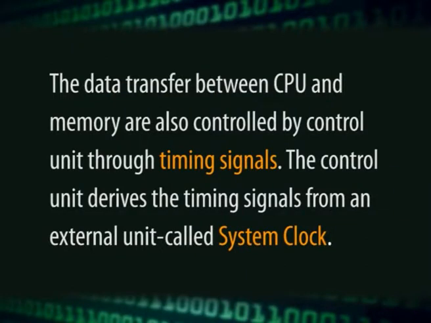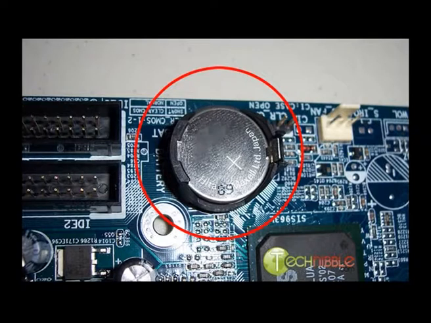The data transfer between CPU and memory is also controlled by the control unit through timing signals. The control unit derives the timing signals from an external unit called system clock. The system clock is a quartz crystal located on the motherboard. The system clock generates a square wave which changes from 0 volts, marked as 0, to 5 volts, marked as 1, every specified time period.